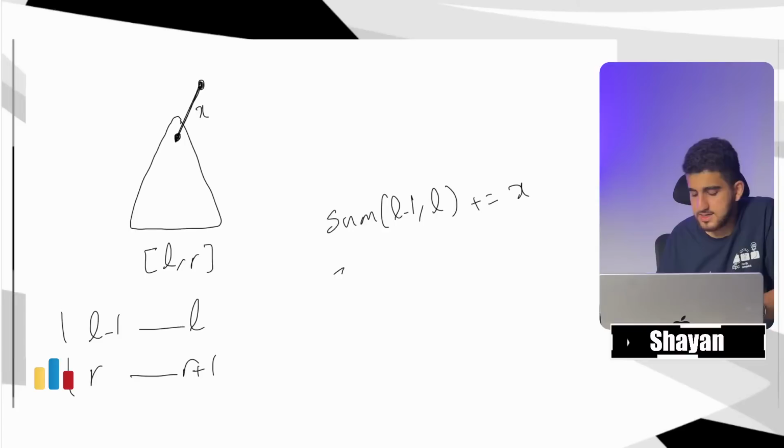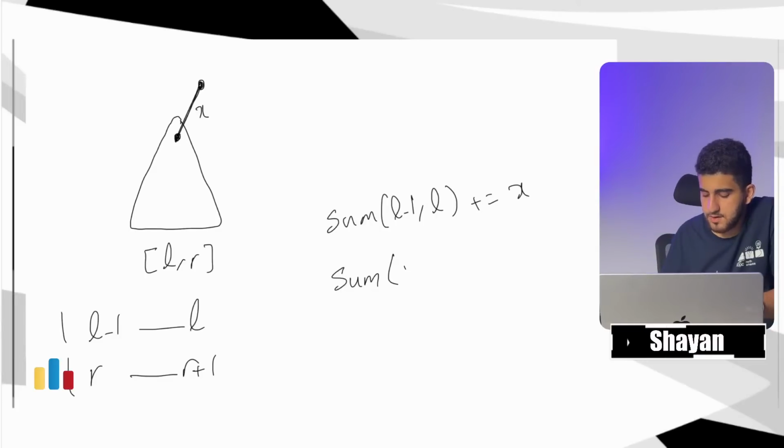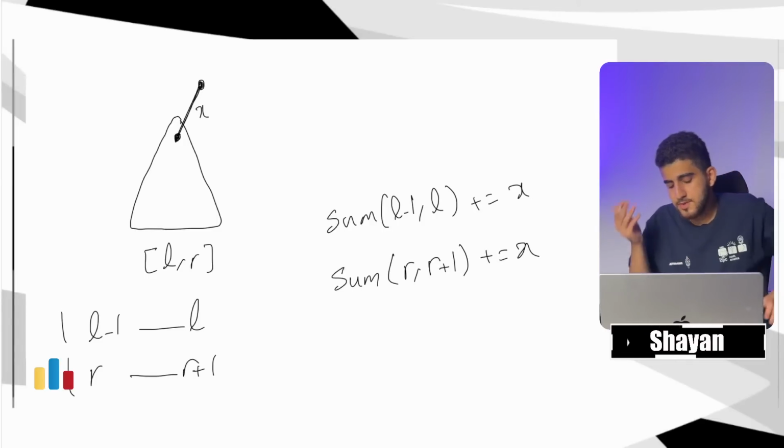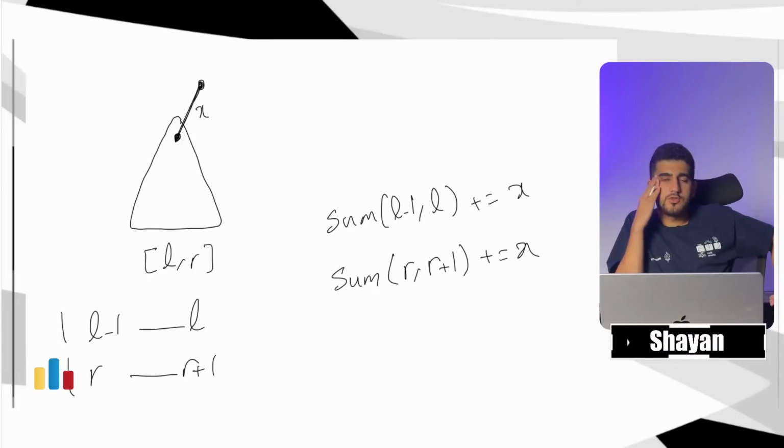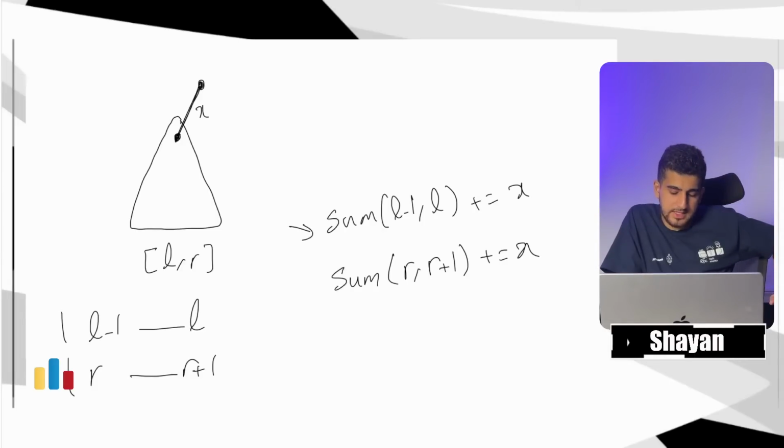Sum of L minus 1 and L is plus equal to X, and sum of R and R plus 1 is plus equal to X. We can easily update these two, because when it is from L to R, only two pairs will be updated. So we can easily update them here. If they are different, we will add to each of them. If they are the same, we just add X to that one.